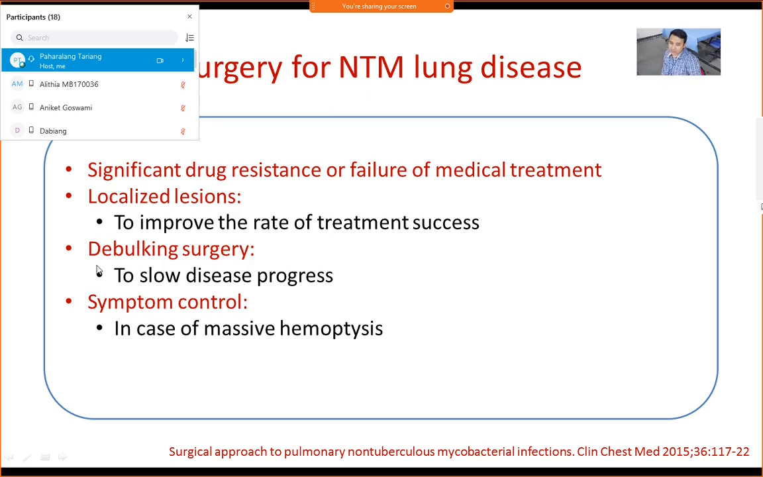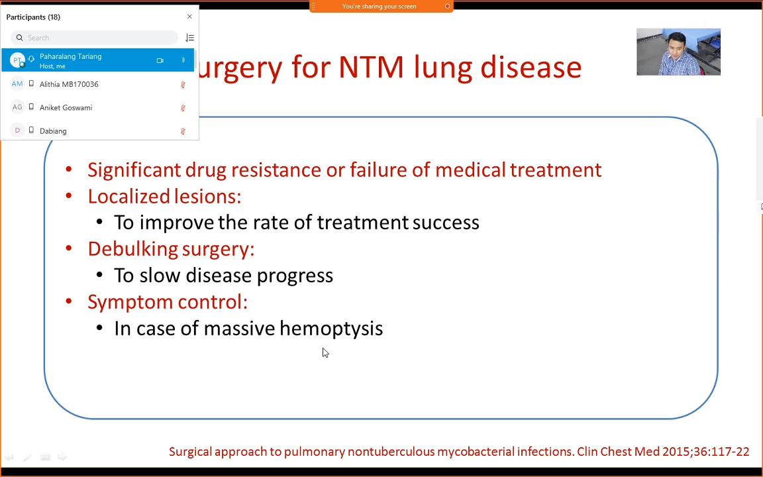Debulking is basically when there is already significant disease and we want to slow down disease progression. When you see that there is not much response to chemotherapy, we can slow the disease progression by removing the diseased portion of the lung. We can even go for a whole lobectomy if the other lung is not really affected. We can do an entire lobectomy.